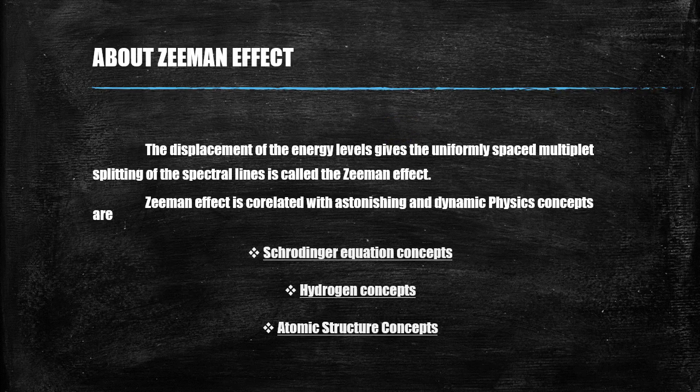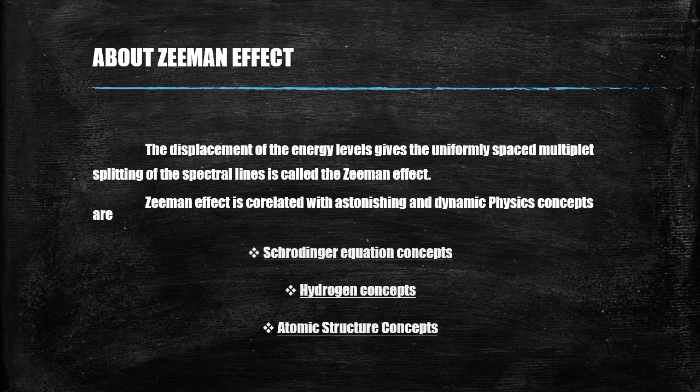About the Zeeman effect, we can simply describe it in two lines. The displacement of energy levels gives a uniformly spaced multiple splitting of spectral lines, which is called the Zeeman effect.